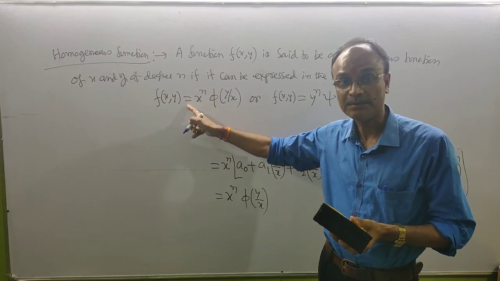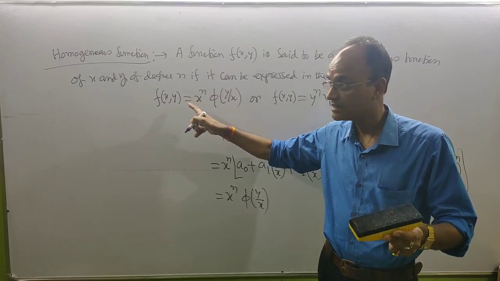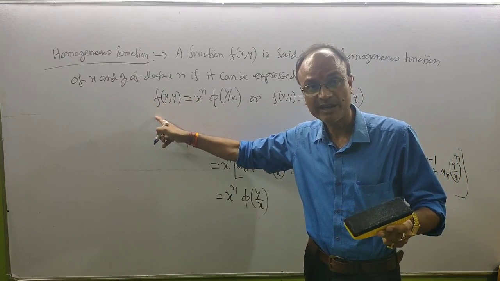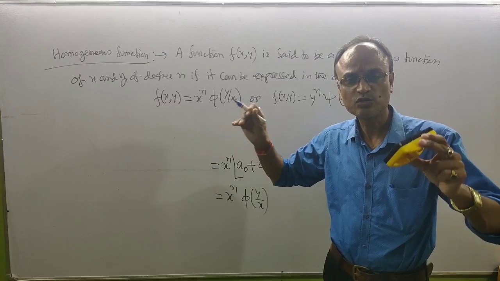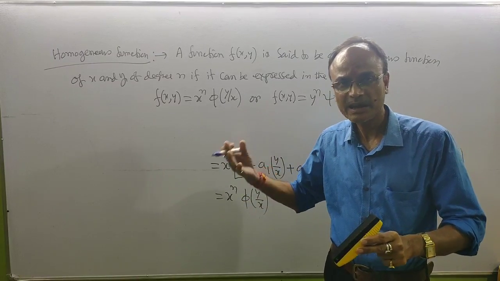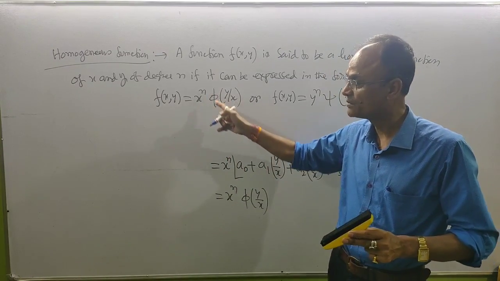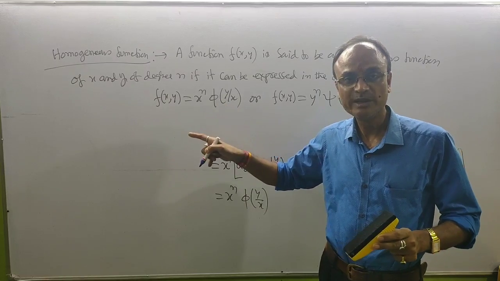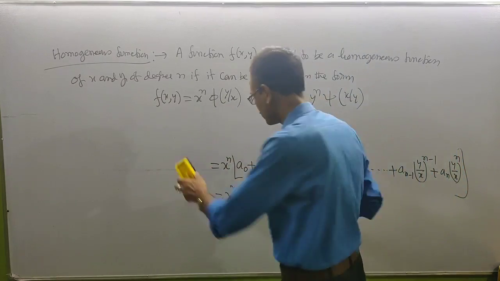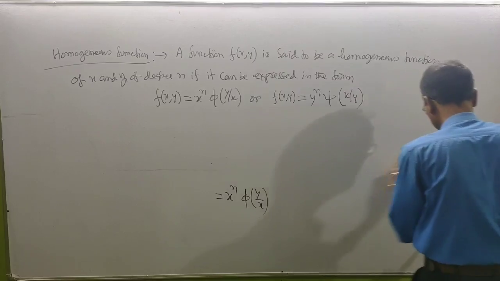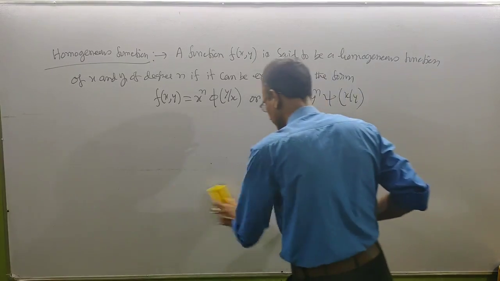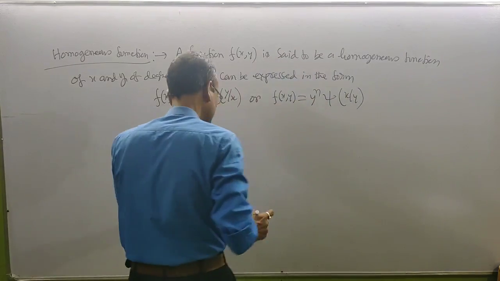If it is of degree 5, then you can express f(x,y) is equal to x to the power 5, a function of y by x. x to the power 5 function of y by x. It will be of degree 5, like that.